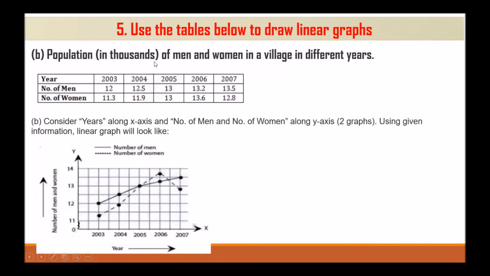Population in thousands of men and women in a village in different years. So these are the years, number of men, number of women. So the graph will look like this.